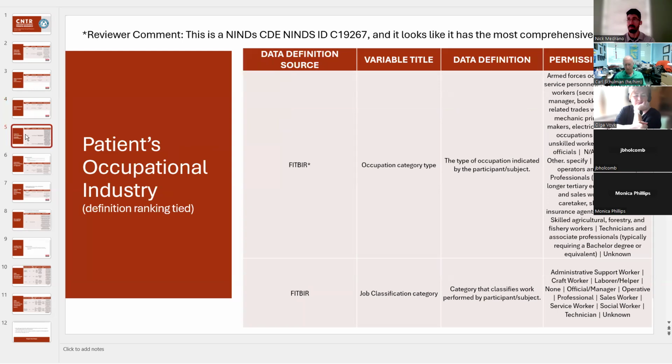The next data element for discussion is related to occupational industry, so the patient's occupational industry. A specific reviewer comment for the top definition, these are both FIDBER definitions, is that this is a NINS CDE. Here's the specific ID for it, and it's going to have the most comprehensive list of permissible values. So if y'all want to take a second to look at these and let me know your thoughts.